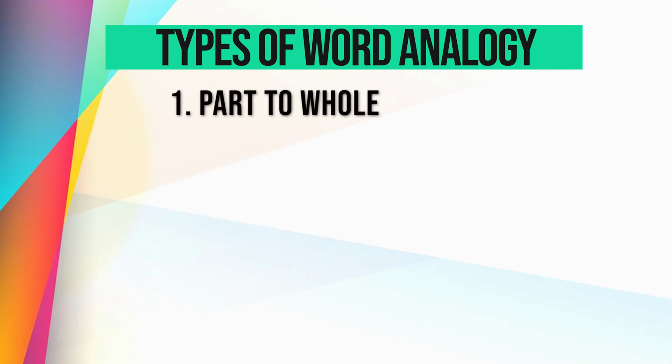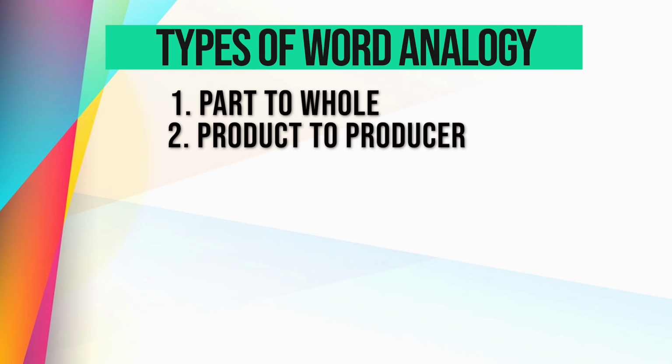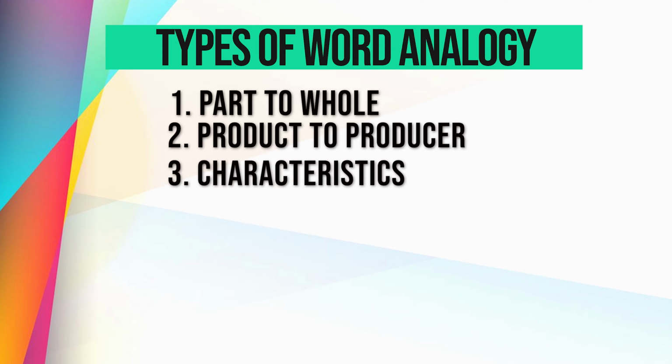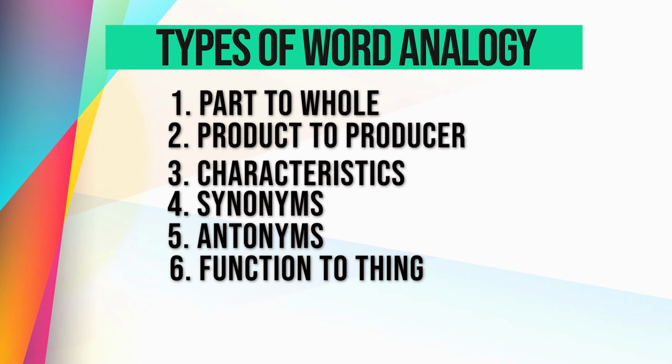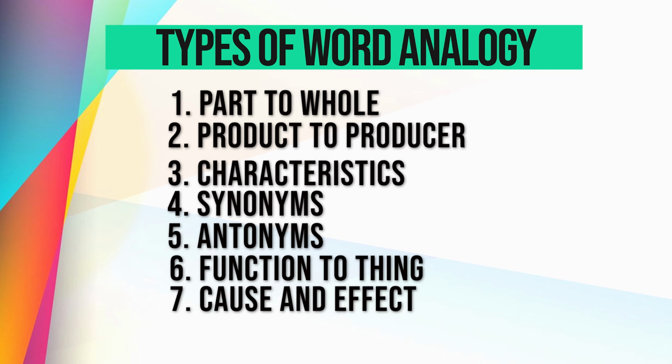First, part to whole. Second, product to producer. Third, characteristics. Fourth, synonyms. Fifth, antonyms. Sixth, function to thing. Seventh, cause and effect. Now those are the 7 common types of relationships. There are more, but again, I'm only telling you the 7 common types of relationships in word analogy tests.